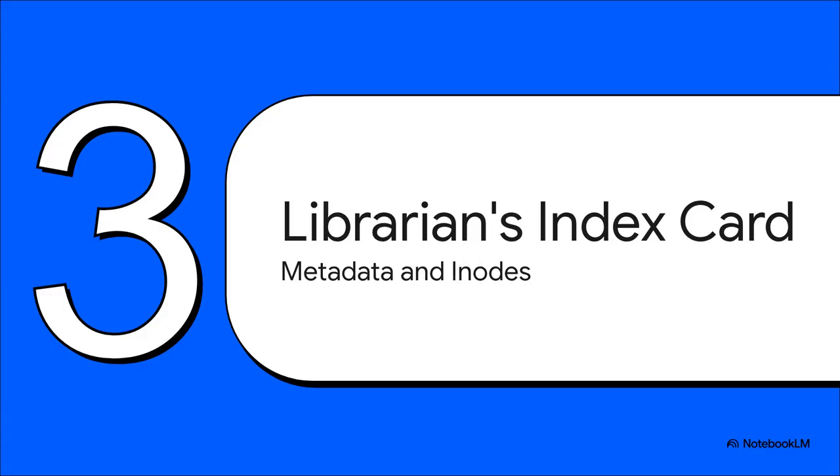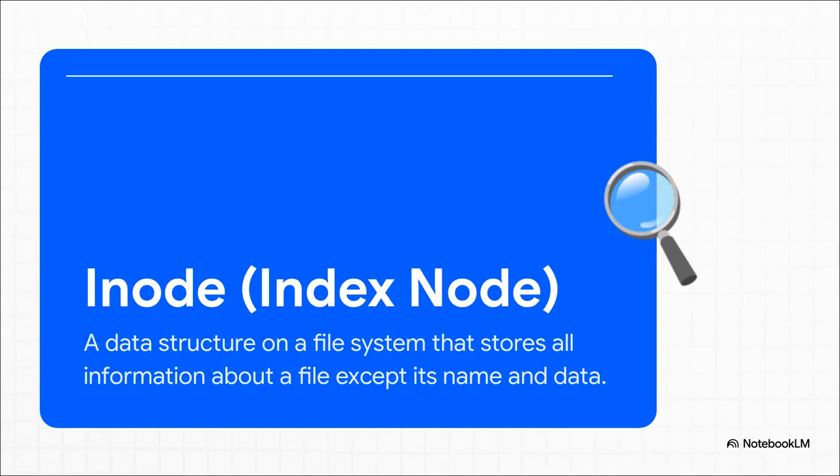All right, moving on to the librarian's index card, talking metadata and inodes. So we've got our books on the shelves, but how does the system know who wrote the book, how big it is, or who's even allowed to read it? For that, it needs a cataloging system. And this brings us to a super important term, the inode, which stands for index node. You can think of it as, literally, the librarian's index card for every single file. It's a small but incredibly powerful data structure that stores all the critical information, the metadata, about a file.